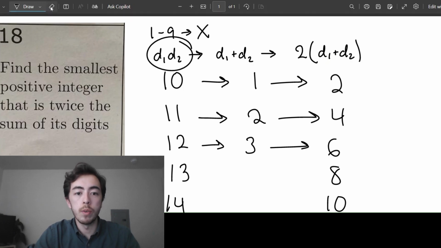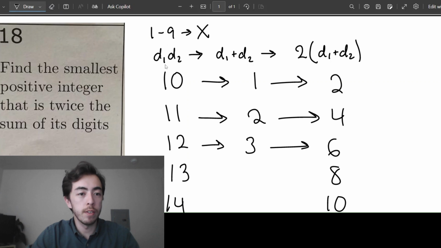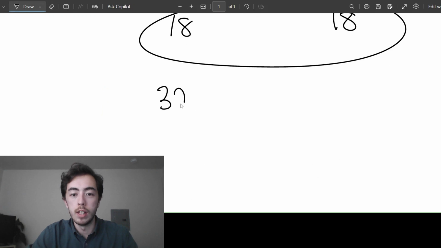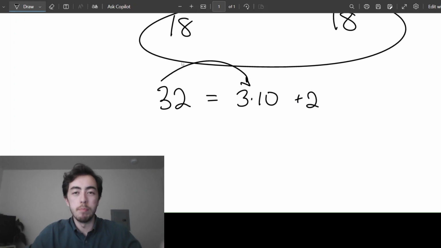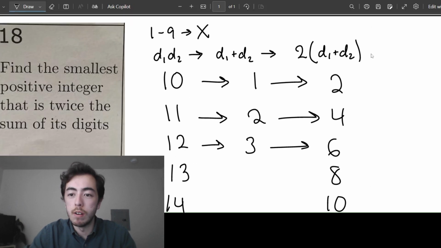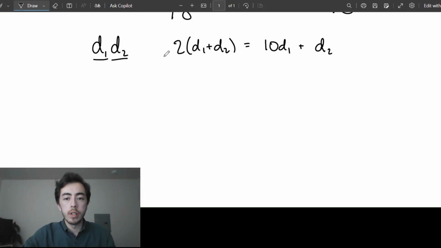Over here, we can also extract the value of our number out of its digits by multiplying the first digit by 10 and then adding the second digit. Because if we have any two-digit number, say 32, this is the same thing as 3 times 10 plus 2. This is the basis of base 10 arithmetic. So we are essentially trying to figure out when this doubling of the sum of the digits is the same thing as 10 D1 plus D2.